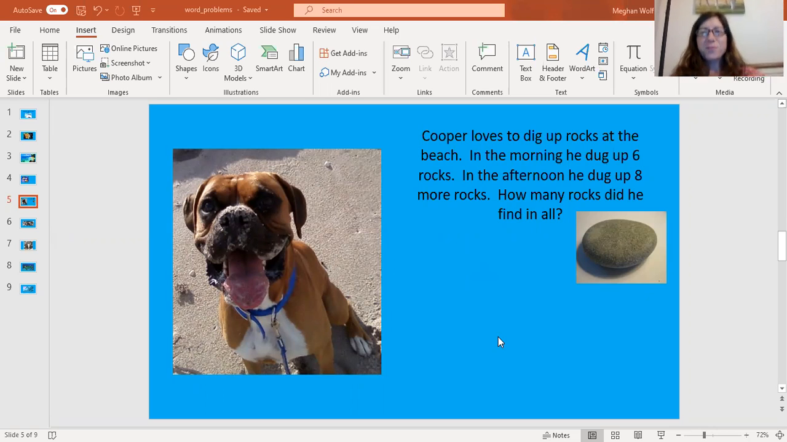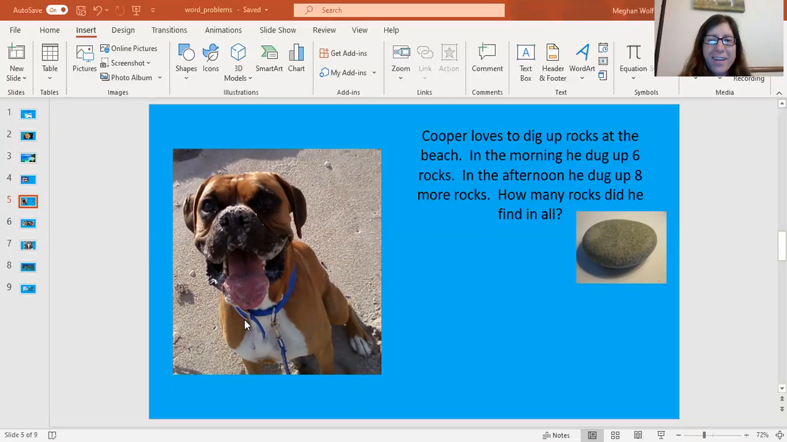I used my dog Cooper for this first one, okay? So you can see his picture here. And if you don't know Cooper, I'm sure I've told you, he loves the beach. He loves to dig up rocks at the beach. He just digs them up and picks them up and carries them around with him. So he's a very goofy dog.